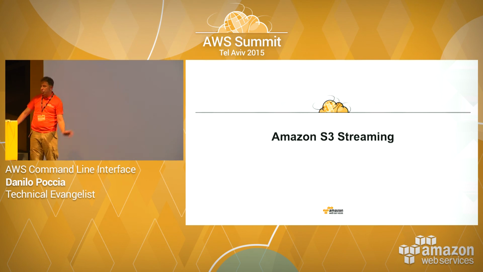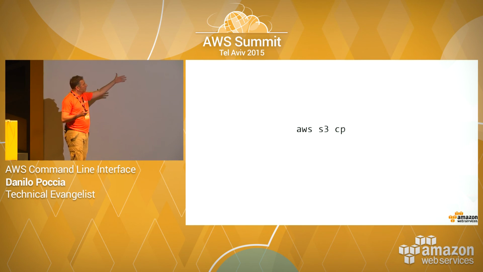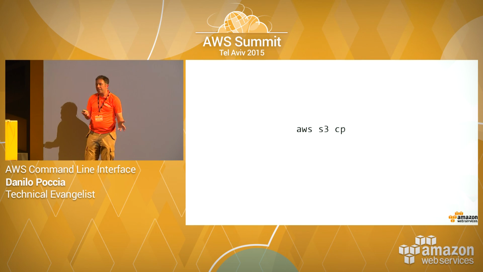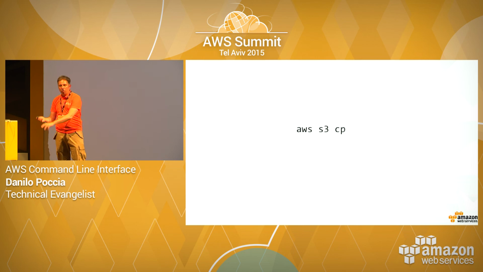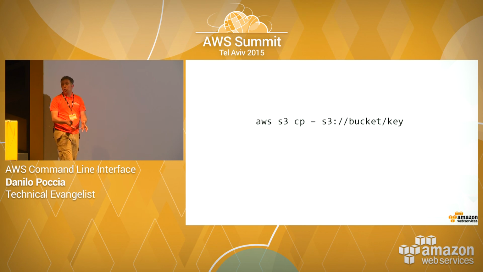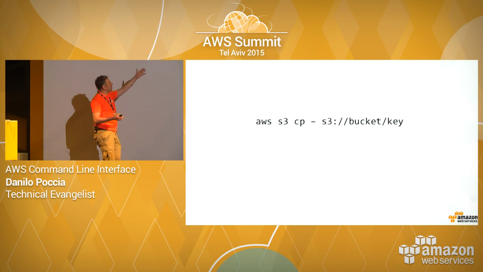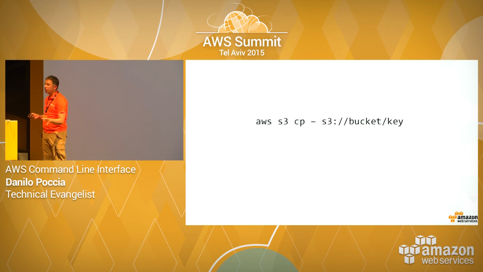The last thing that I want to show you is S3 streaming. With S3 streaming, what we added is the possibility to run commands like copy, avoiding disk access. The AWS S3 copy is copying from S3 to S3 or from local to S3. We want to avoid disk access, so we added a syntax that is very common in Unix, the dash. The dash means standard input or standard output, depending on whether it's the first or the second parameter.